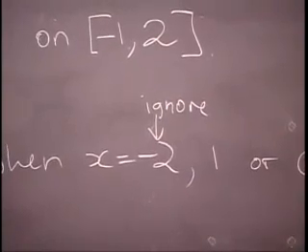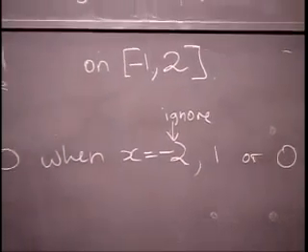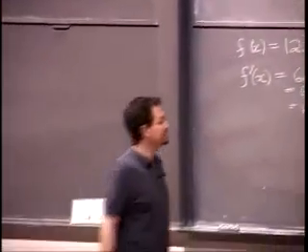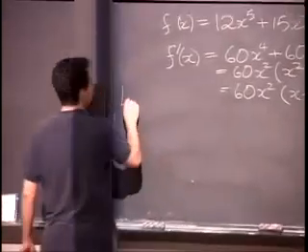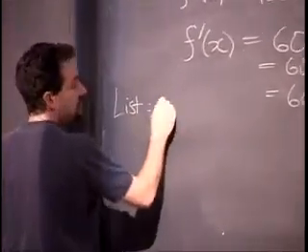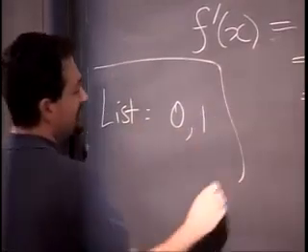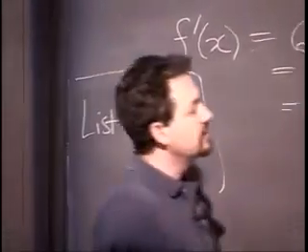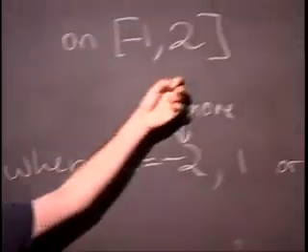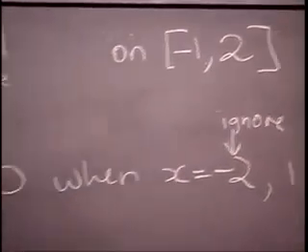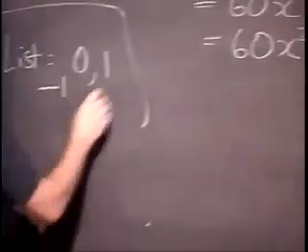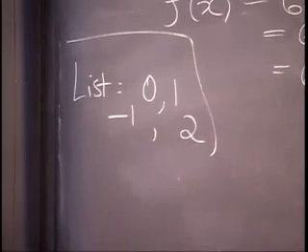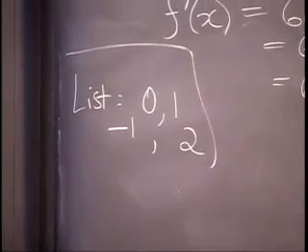If, of course, I let f go free and have domain all of R, yes, it would matter. But you've got to ignore it in this case. So our list currently looks like this. List of potentials is 0 and 1. Well, according to this, I need to add the endpoints of the interval. The interval is minus 1, 2, so I need to add those to the list. So I've got 4 potential candidates for the global maximum and the global minimum.